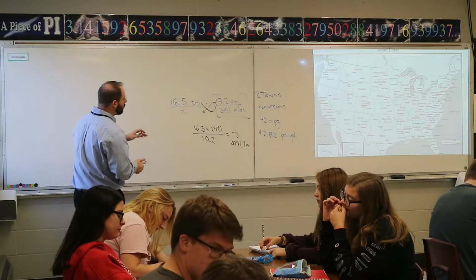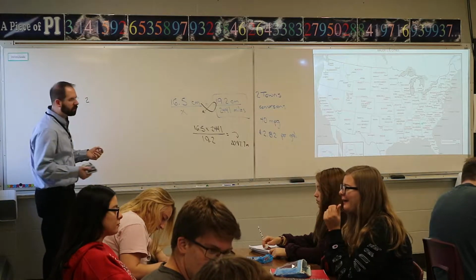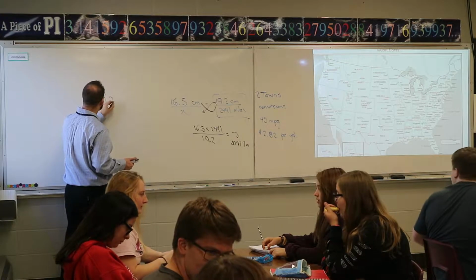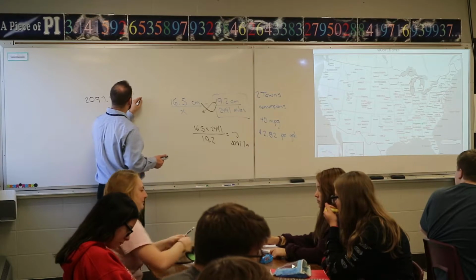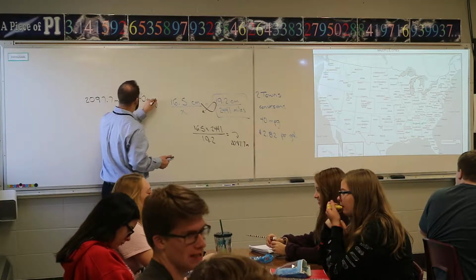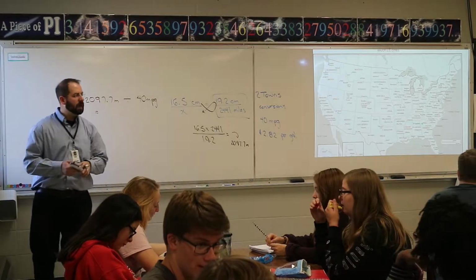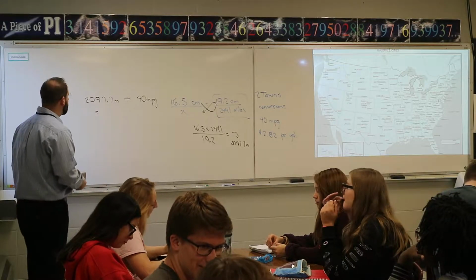Now that you have your mileage, the next thing, and this is the part we're going to look at today, is why these certain things were happening. When you take your 2,097.7 miles and you divide by your 40 miles per gallon, this turns out to be how many gallons of gas you're going to use. Today, my goal is to show you why that works. Okay, it's a conversion thing.